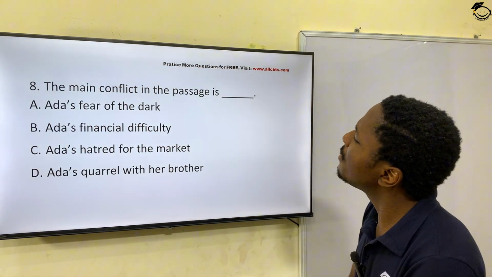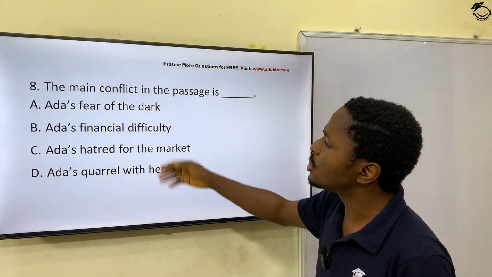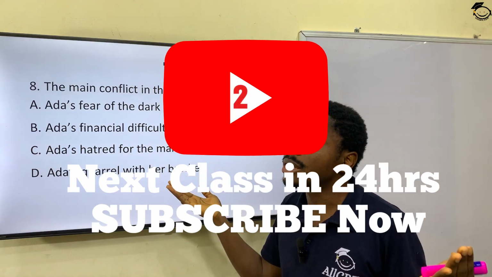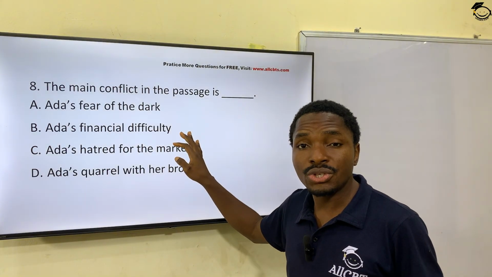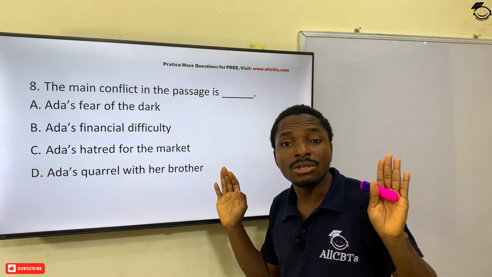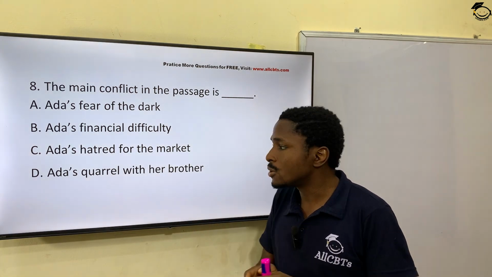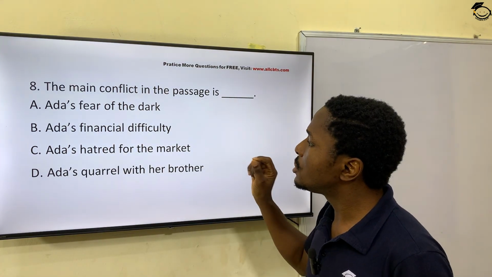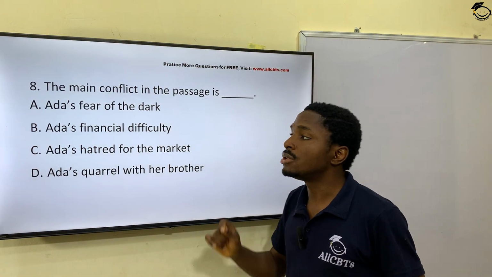Question 8 now. The main conflict in the passage is what? What's the conflict in the passage from this option? A. Ada's fear of the dark. Is it that she's scared of the dark? No, we didn't see anything there to lead us to that conclusion. B. Ada's financial difficulty. Certainly, we know she's financially restrained. C. Ada's hatred for the market. Is it that she didn't like to go to the market, she was forced? No, didn't see anything to lead us to such a conclusion. D. Ada's quarrel with her brother. We're not told that she quarreled with her brother. So the logical and correct answer is B. She had financial difficulty according to the passage.